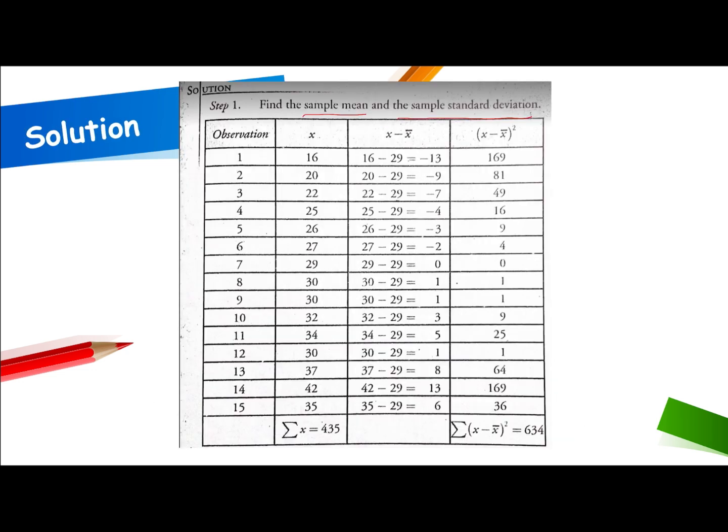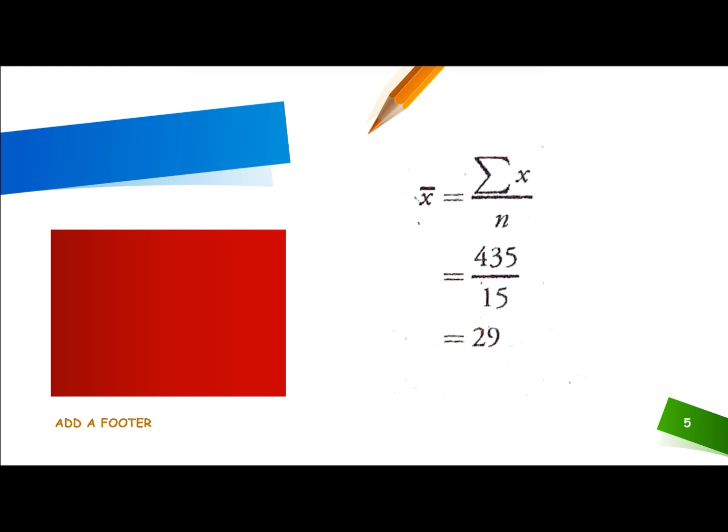Now, for our solution, step 1, find the sample mean and the sample standard deviation. Since there are 15 observations, there are also 15 data. To determine the sample mean, just simply get the summation of the data, and the summation is 435. Using the formula mean is equal to the summation of x over n, we have 435 over 15, which is equal now to 29. And that is the mean of the data.